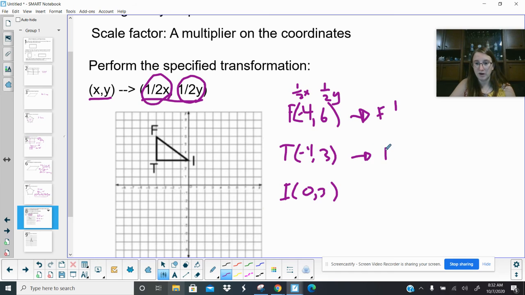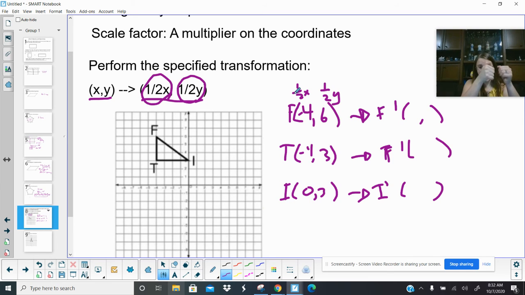So to get to F prime, T prime and I prime, we're going to take our x's and our y's and multiply them by 1/2. So let's do the first one. I'm doing 1/2 times -4. Hopefully you can do this in your head, but you've got a calculator if not. 1/2 times -4 is -2. 1/2 times 6 is 3. Do it in your calculator if you're not sure.